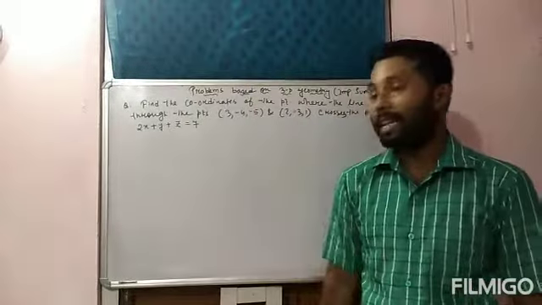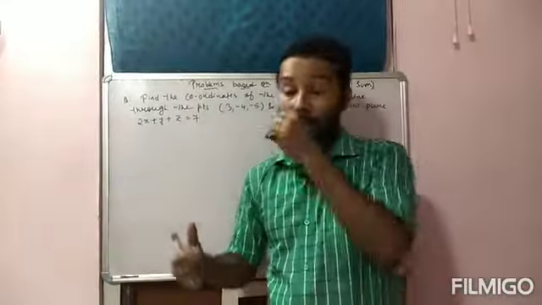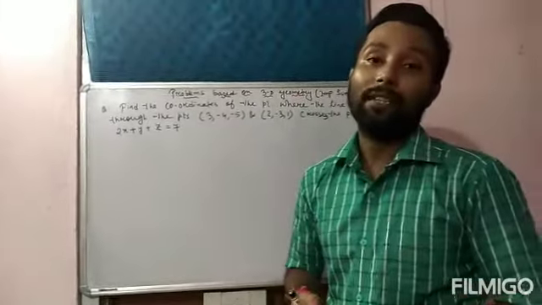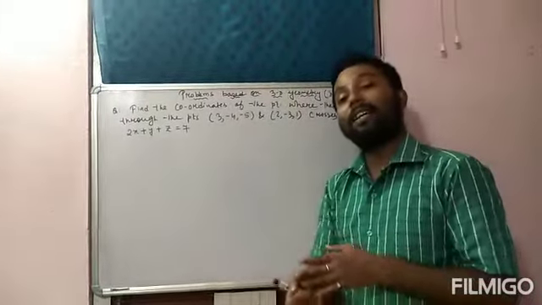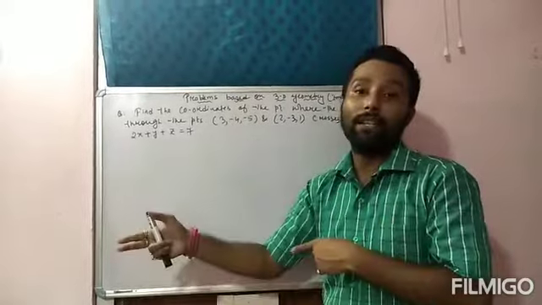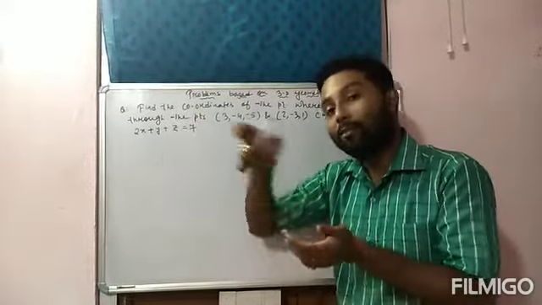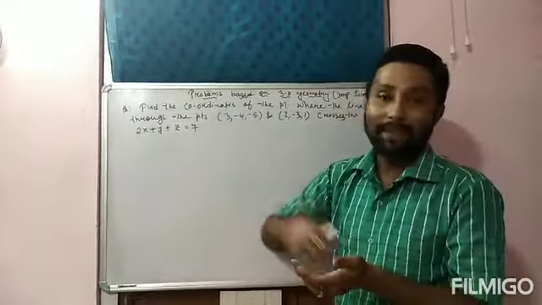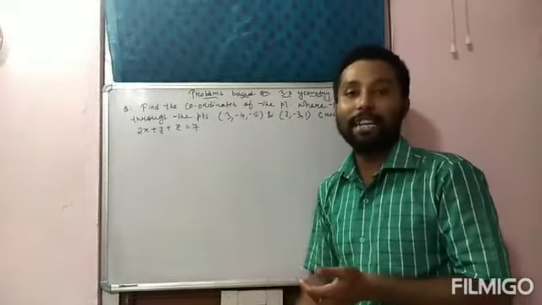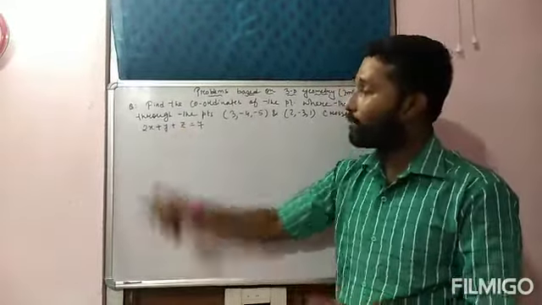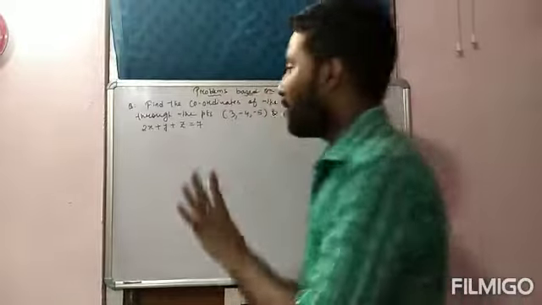In the previous question, the equation of the plane was not given directly; there it was mentioned that the line crosses the YZ plane. So for the YZ plane you should know the equation of the YZ plane, or for the ZX plane you should know the equation of the ZX plane. Here the equation is directly given, so that is the difference only.